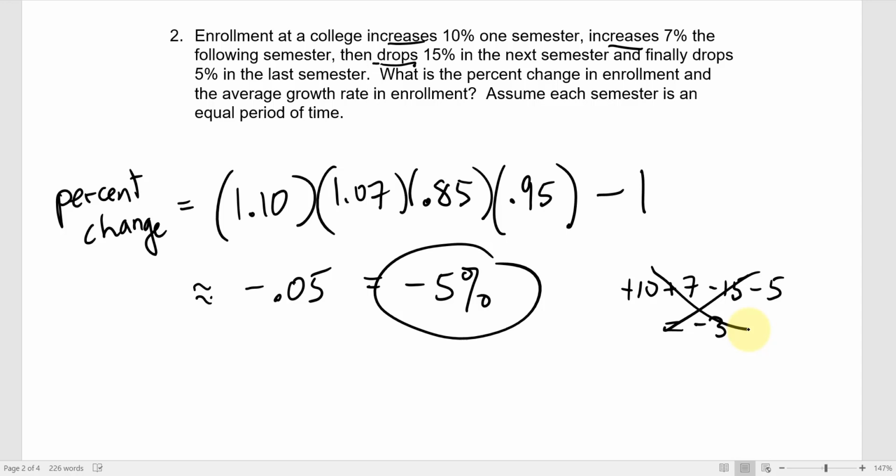I rounded off, so rounded it to the nearest whole number percent. Now, again, this says what is the percent change in enrollment and the average growth rate in enrollment. Well, the actual growth rate, we can see it's got to be negative. It's actually gone down overall 5% over these 4 semesters.